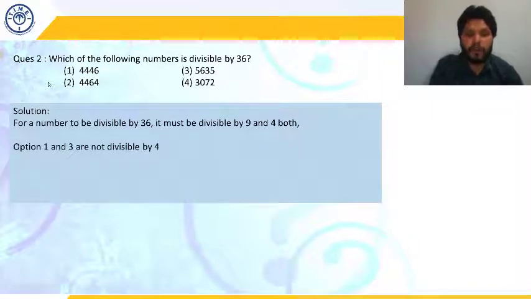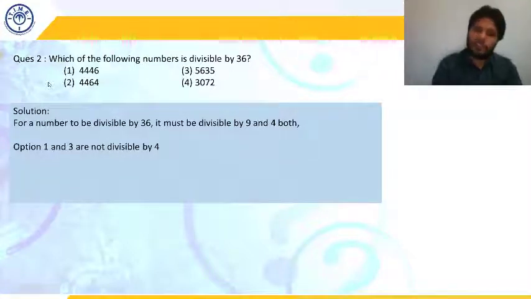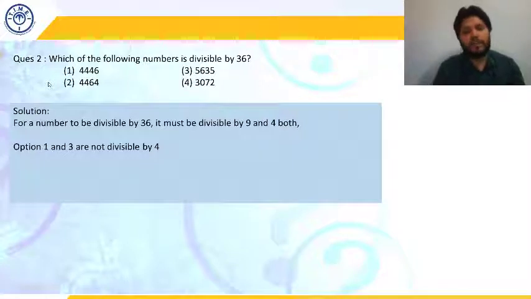So option number 1 and option number 3, the last two digits are not divisible by 4, because in option number 1 the last two digits are 46, which is not divisible by 4, and in option number 3 the last two digits are 35, which is again not divisible by 4. So options 1 and 3 are eliminated from here. Now we need to check options 2 and 4. Both have last two digits divisible by 4. So now for options 2 and 4, we have to check the divisibility of 9.